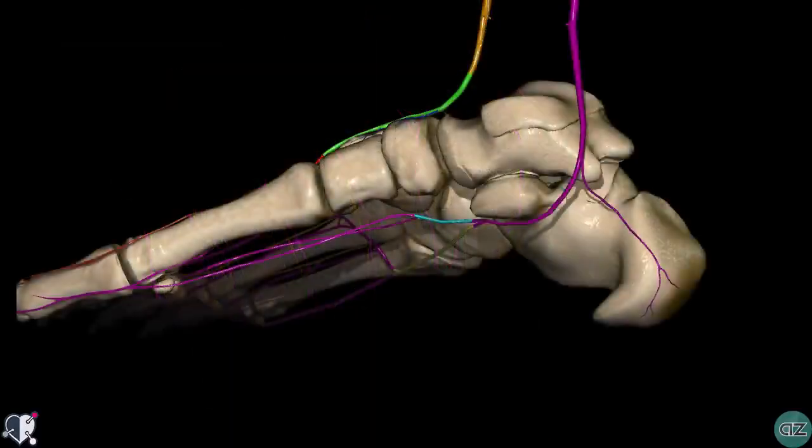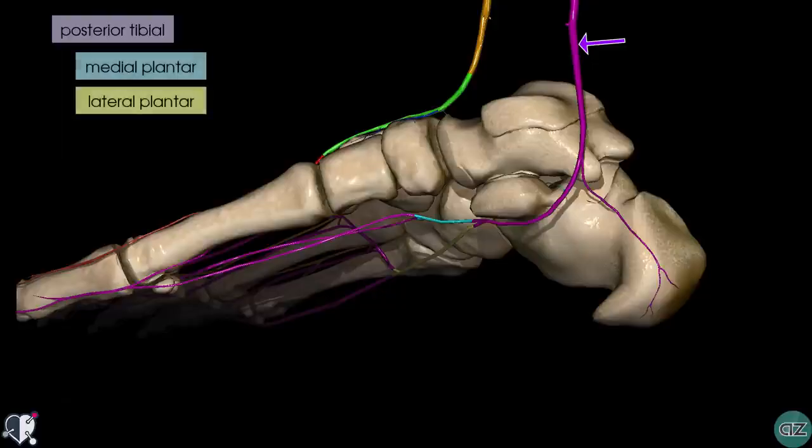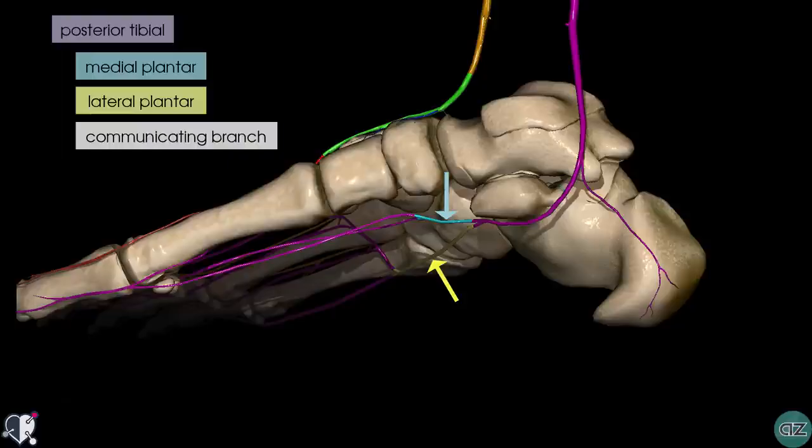We're looking now at a medial view of the foot, and we can see the posterior tibial artery in purple. This artery divides into the medial and lateral plantar arteries which I described before, the medial plantar artery highlighted in light blue and the lateral plantar artery highlighted in yellow. Just before the posterior tibial artery terminates into these arteries, it gives off a communicating branch which joins the communicating branch of the fibular artery, and it also gives off this calcaneal branch, which you can see in green.